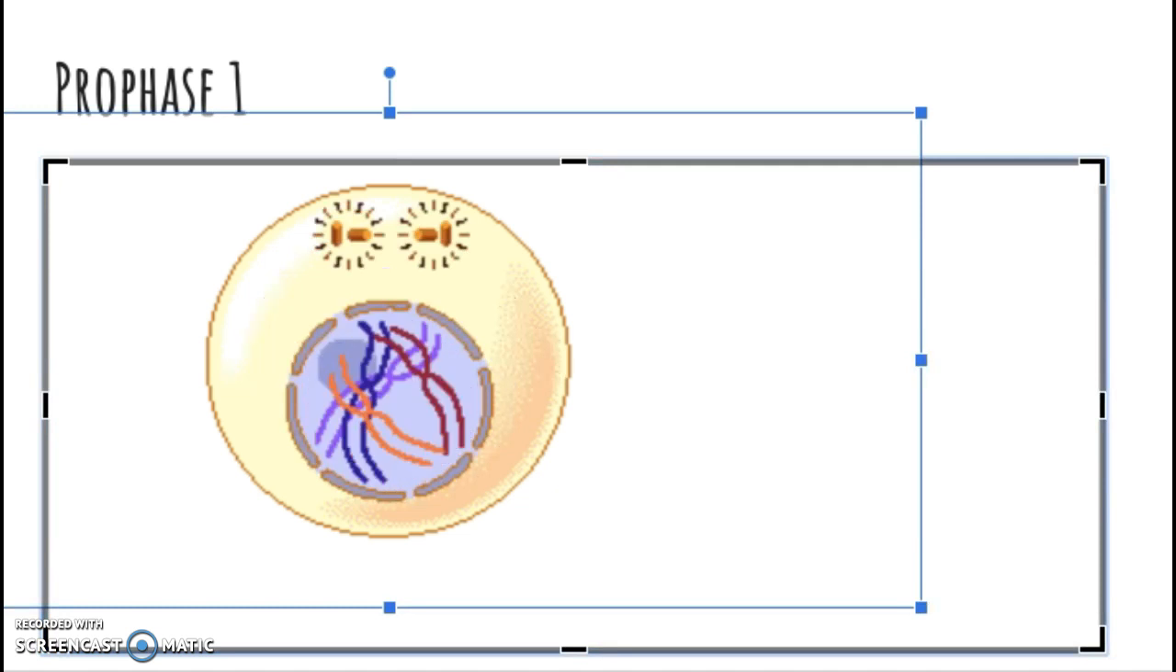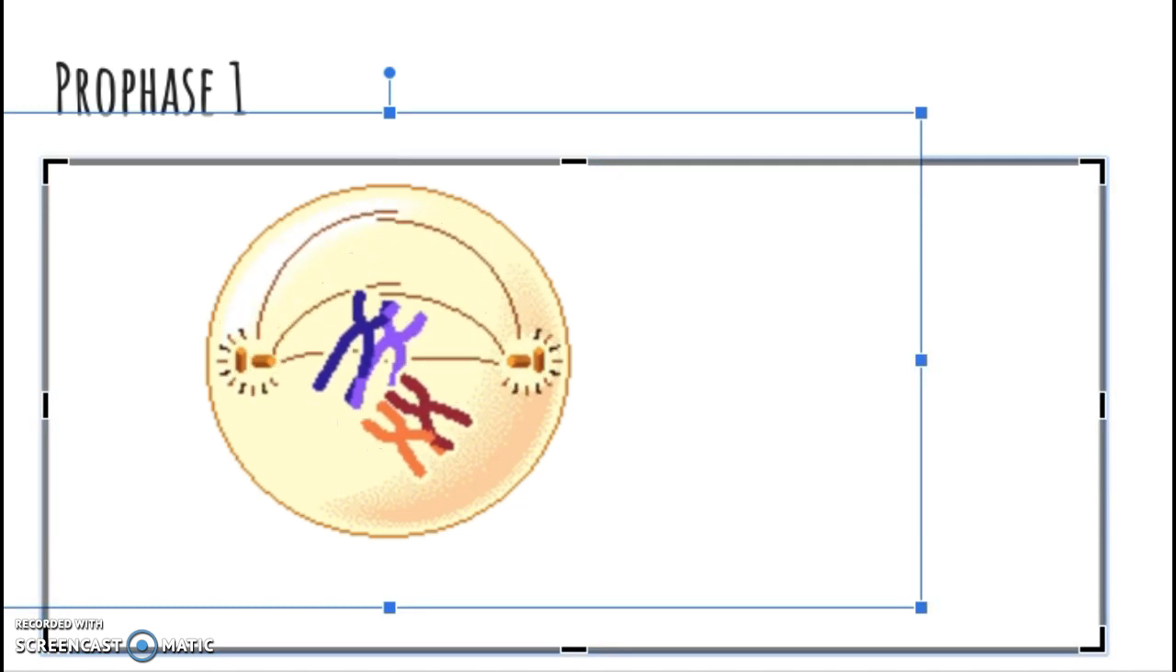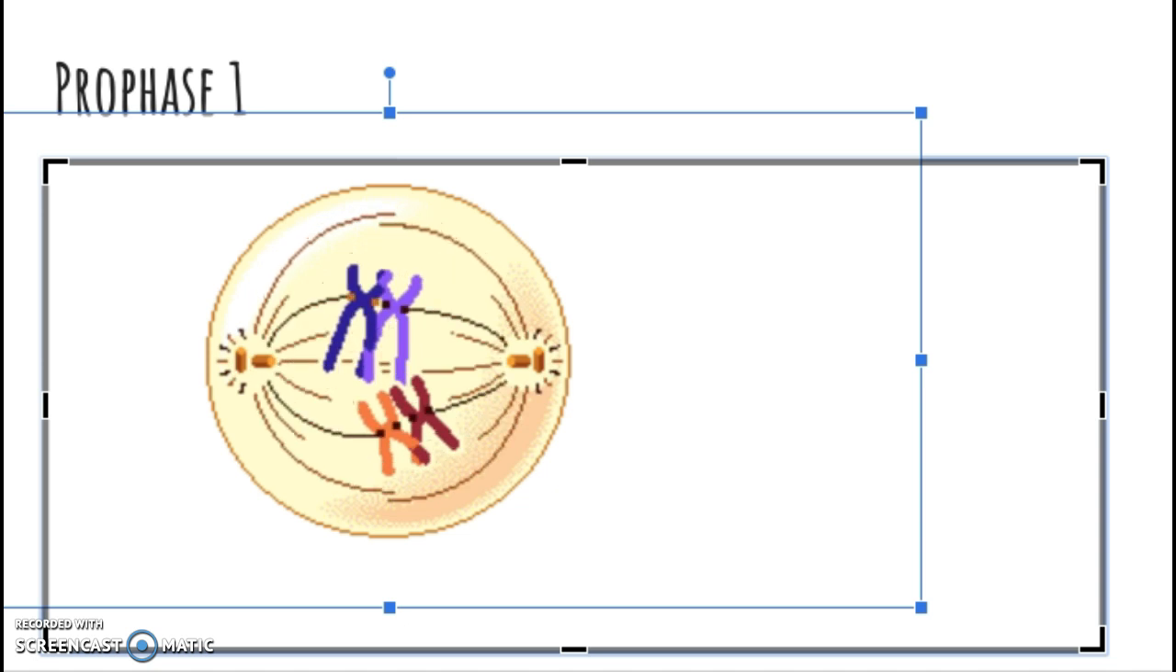In prophase 1, the chromosomes condense and the nuclear envelope breaks down. Homologous chromosomes pair along their length and then crossing over occurs.